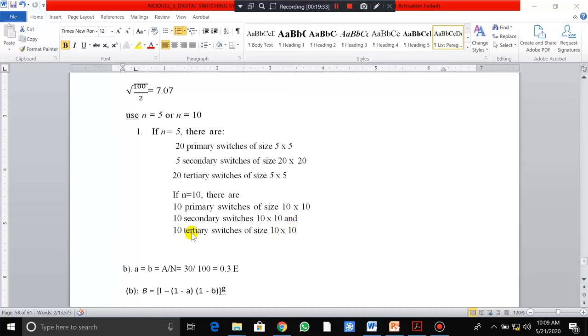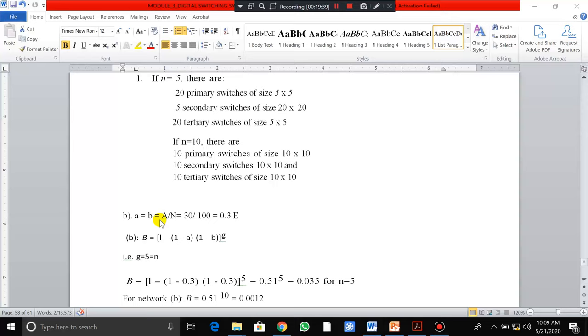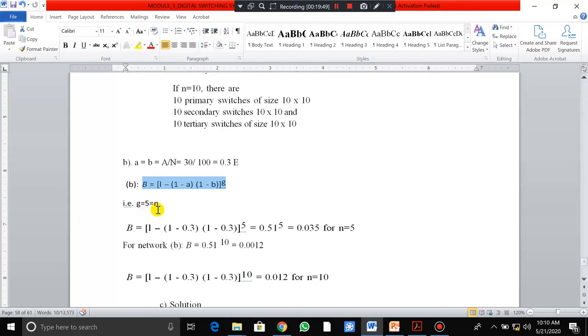So when a is equal to b is equal to A by N, we have 0.3 erlangs. And we use the formula we discussed in the previous section, that is grade of service, where G is equal to 5, which is also equal to N. So if you simplify, you're going to get an answer of 0.0012 for the network, that is capital B.